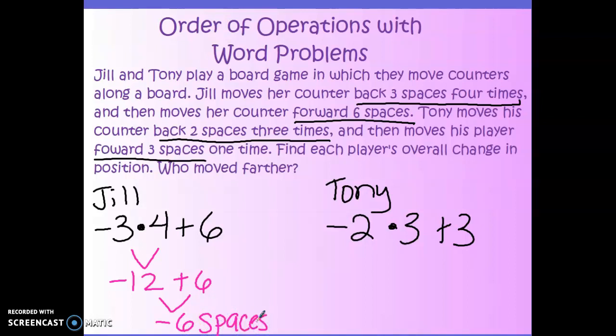Okay, Tony. Negative 2 times 3 is negative 6. And then I'm adding 3 to that. So he had negative 6 plus 3, which is negative 3 spaces. Okay, so Jill's change in position was -6 and Tony's was -3. So who moved further? Tony moved further because he only moved back 3 spaces where Jill moved back 6.